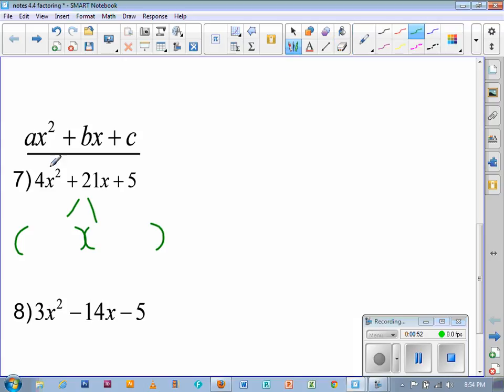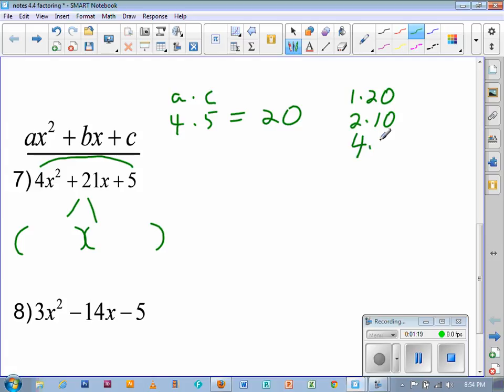You multiply your A and your C term together. So we're going to take A times C, which in this case is 4 times 5, which is 20. That's your starting part. After that, we factor 20 down as many ways as we can: 1 times 20, 2 times 10, 4 times 5. What you are looking for are factors of 20 that add up to 21. As you can see, we would use 1 times 20, because 1 times 20 is 20, and 1 plus 20 is 21.